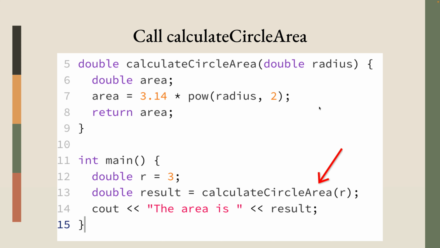So radius is going to be equal to 3. This code is going to run 3.14 times 3 squared. We're going to get like 28. Why do we store 28 in this double result? The 28.26 returned from calculate circle area.